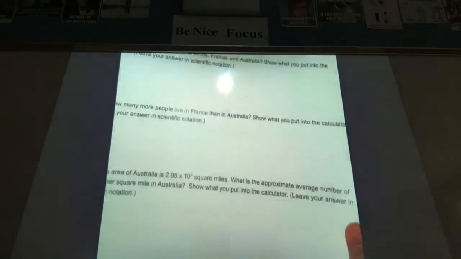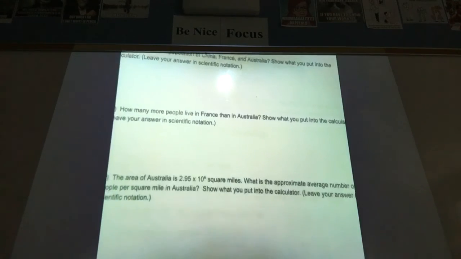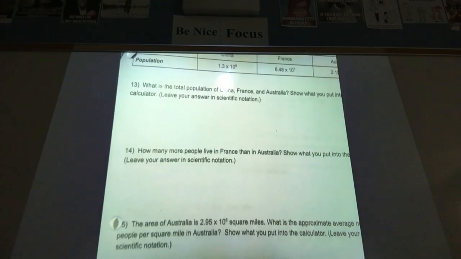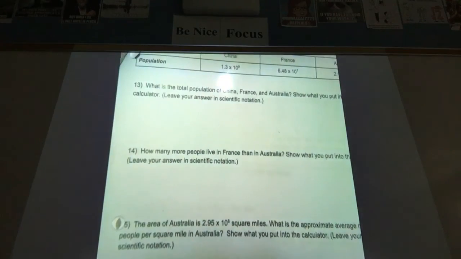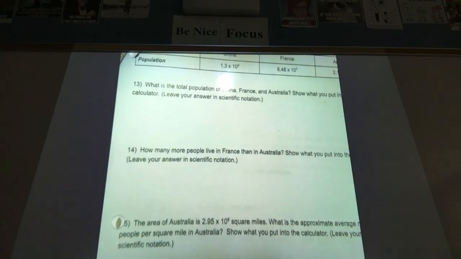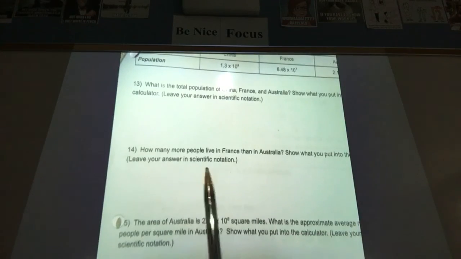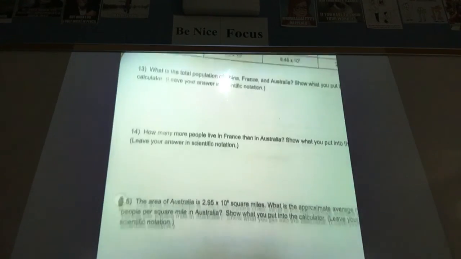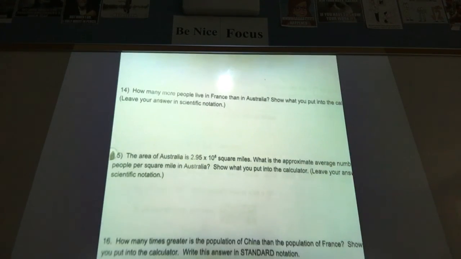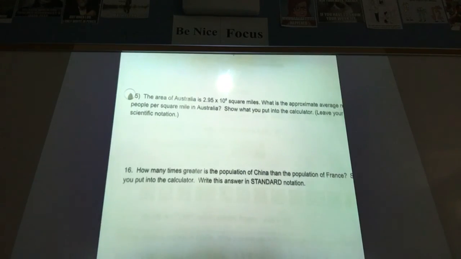On the next page, we have some story type problems. Think about what operation you would have to do for each of these problems. I want you to finish these up. Look at what it says. This answer's scientific notation. This answer's scientific notation. However, the last answer you're going to put in standard notation or standard form.